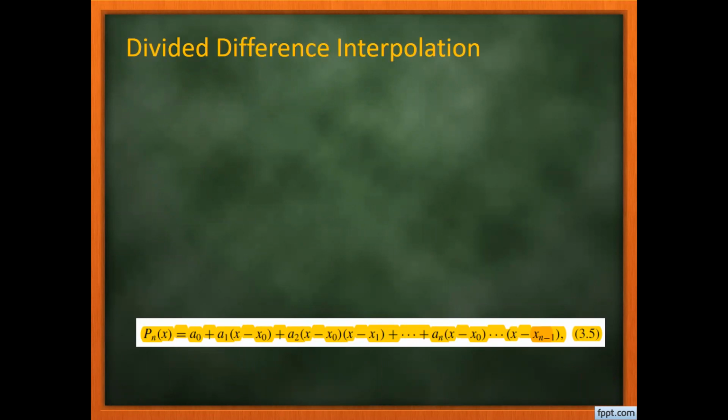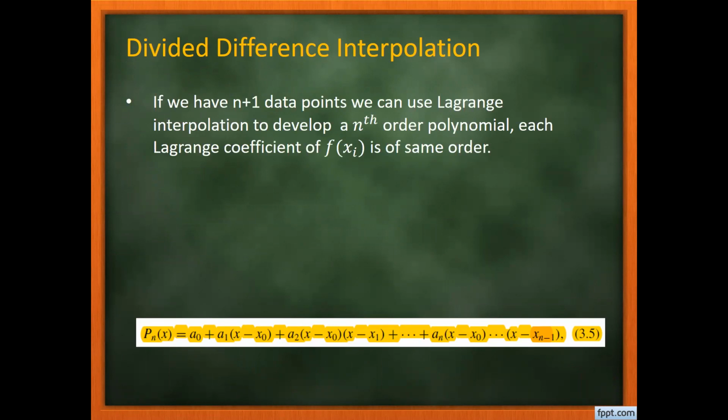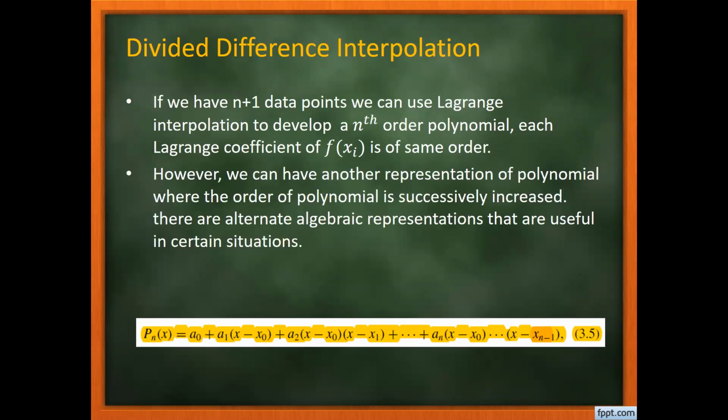Divided difference interpolation is similar to the Lagrange interpolation, as if we have n plus 1 data points, the order of the Lagrange polynomial will be n. And in divided difference interpolation, if we have n plus 1 data points, we are going to get a polynomial of degree n. So this means that in terms of accuracy, the Lagrange and divided difference interpolation are similar. But the method how we are going to apply them is a little different. In divided difference interpolation, we successively raise the order of the polynomial.